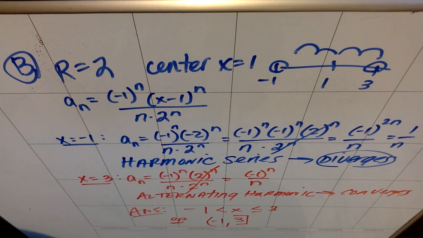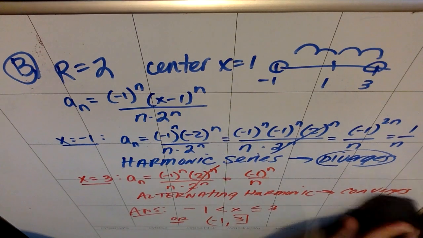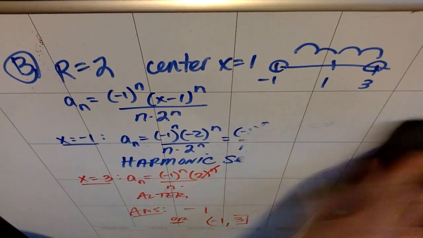Cool. Part C. The Taylor series for f about x equals 1 can be used to represent f of 1.2 as an alternating series. Use the first 3 non-zero terms of the alternating series to approximate f of 1.2. I think I just said f of 0.2 when I read it the first time. I apologize. All right, so part C.